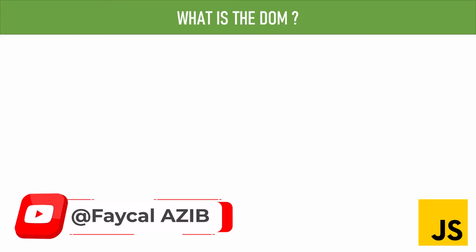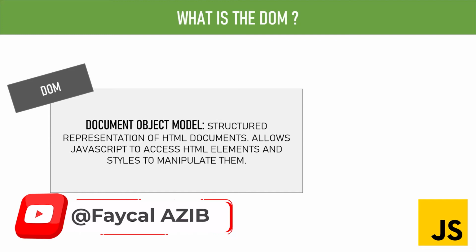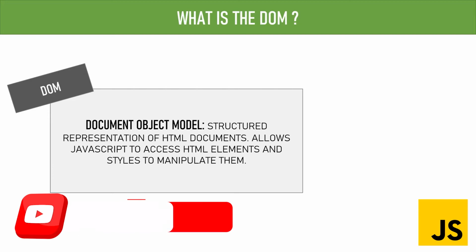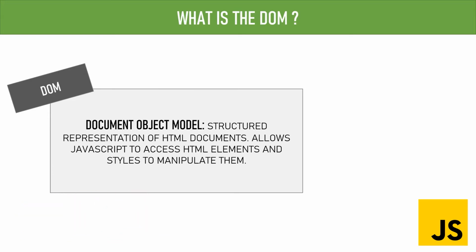So, what is the DOM actually? Well, DOM stands for Document Object Model, and it is basically a structured representation of the HTML document. The DOM allows us to use JavaScript to access HTML elements and styles in order to manipulate them. For example, we will be able to change text, to change HTML attributes, and also to change CSS styles from our JavaScript. So we can say that the DOM is basically a connection point between the HTML document and JavaScript code.